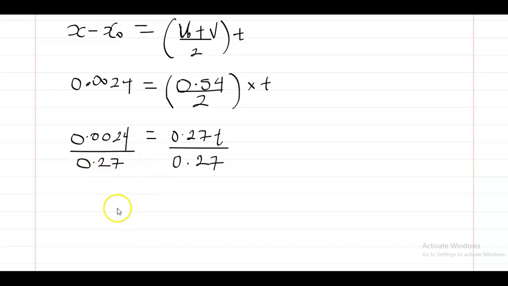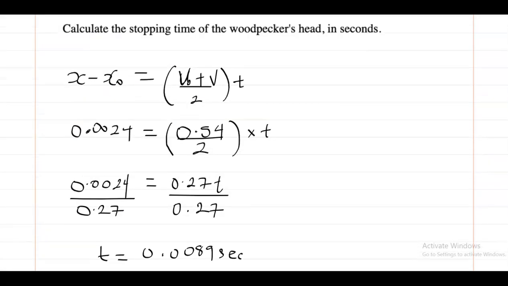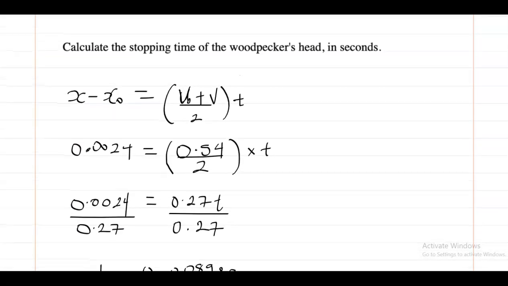All right, so we have that our time is going to be 0.0089 seconds. Of course, if you've seen a woodpecker move, it's usually very fast. So this is actually an accurate representation of the woodpecker's movement.